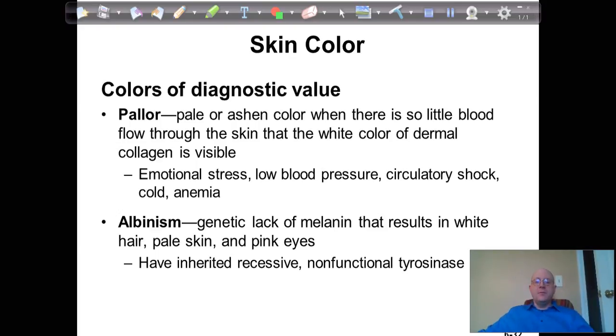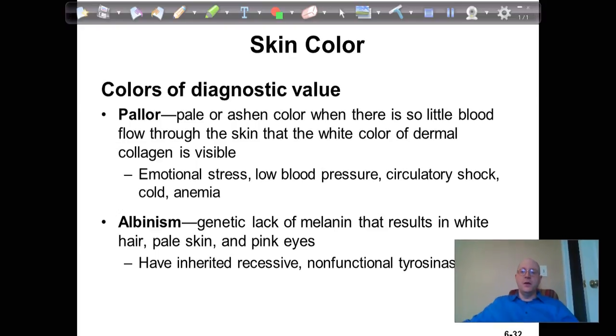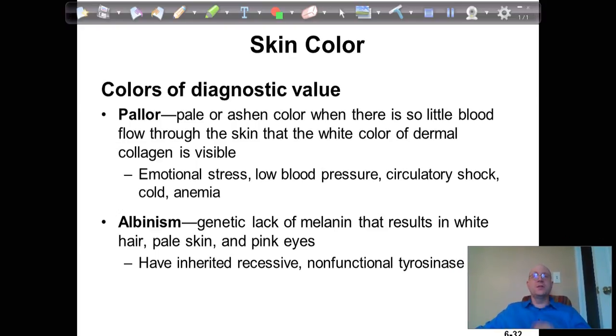Right? And usually albinism is an inherited recessive non-functional tyrosinase allele. So tyrosinase is an enzyme that breaks up tyrosine that is necessary in order to make melanin pigment. Okay. Let's see what's left.